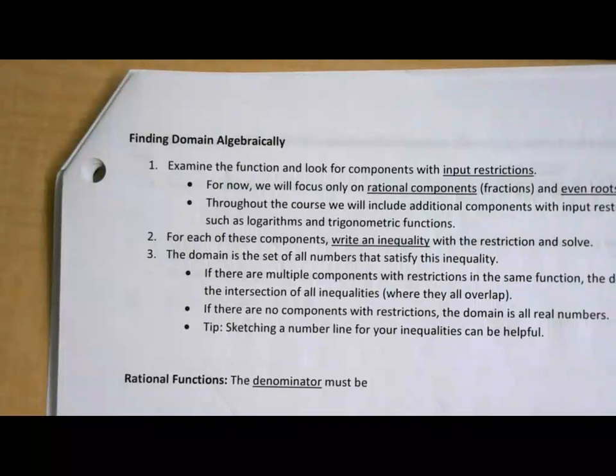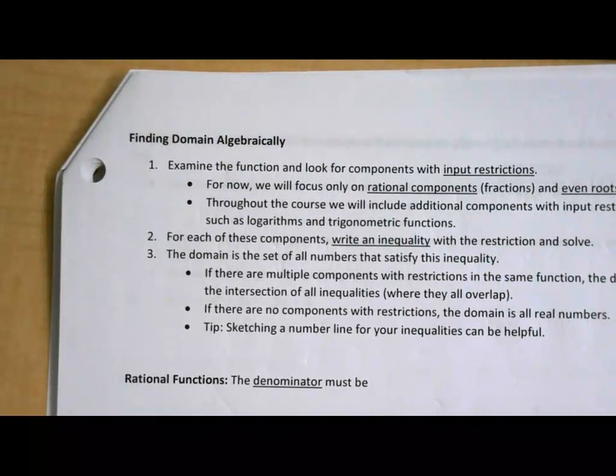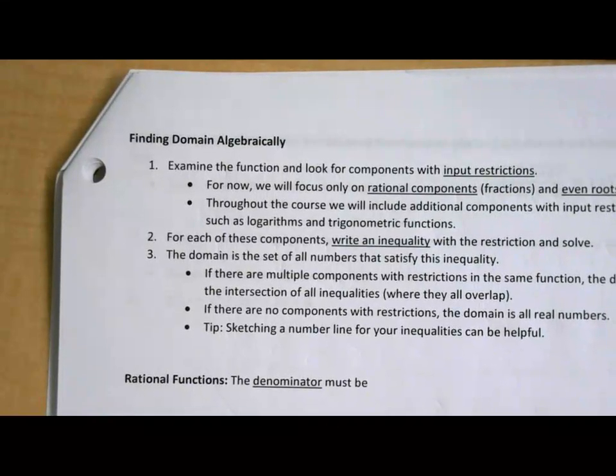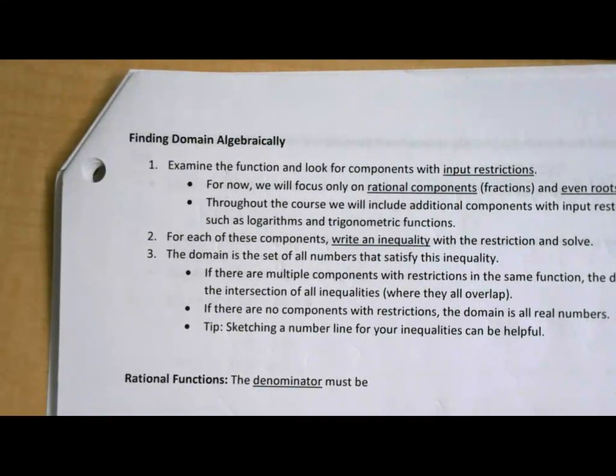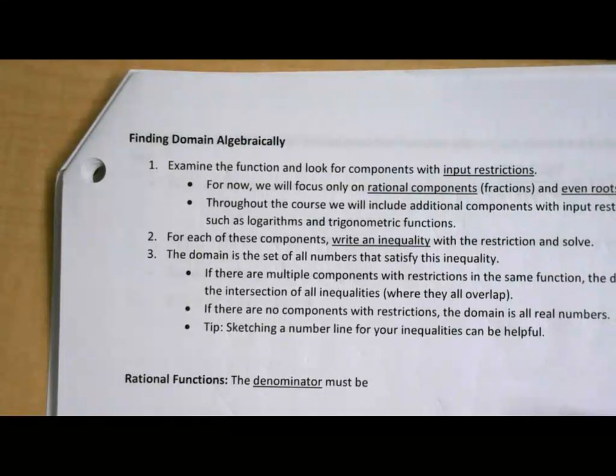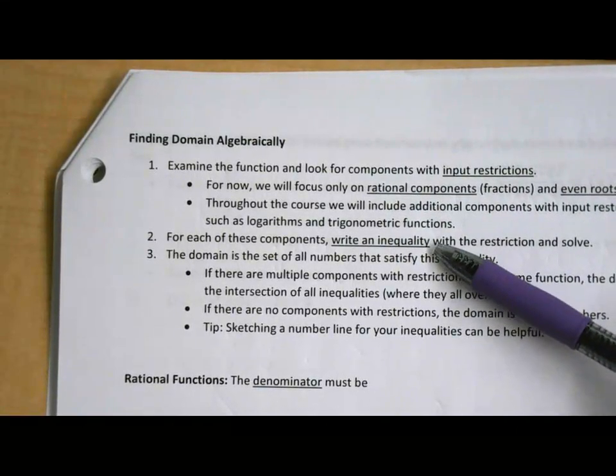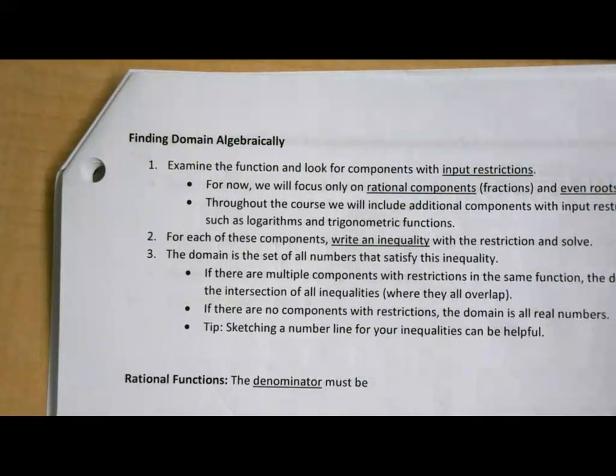So we know the rules that we cannot divide by 0 and we cannot have a negative inside of a radical. We actually need to shift our thinking, though, because our goal is to find the domain, what we are allowed to do. So we're going to look at the opposites of those 2 things. We're going to say what must be true about those 2 things. So we're going to find these things. We're going to write an inequality based on the restriction.